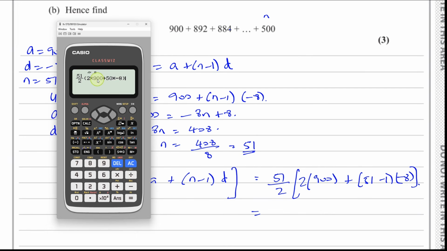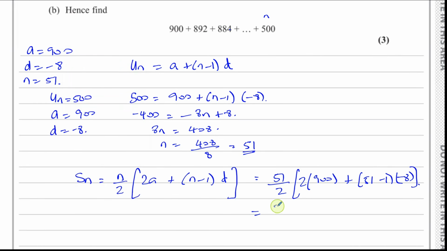Okay, 2 times 900 plus 50, 50 minus 1, 51 minus 1 times -8, and that gives you a sum of 35,700. Okay, that's one way of doing it.